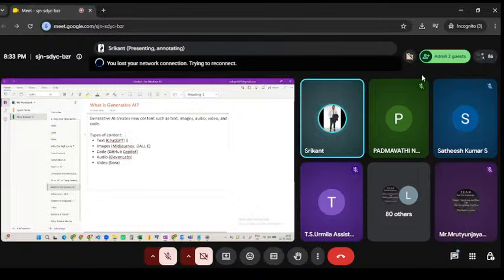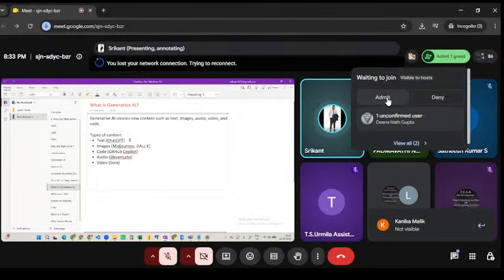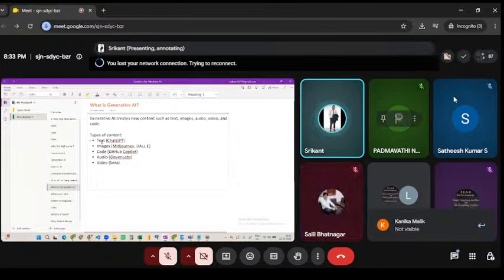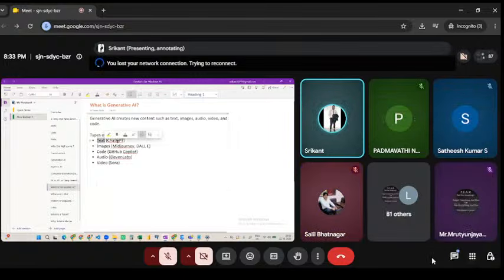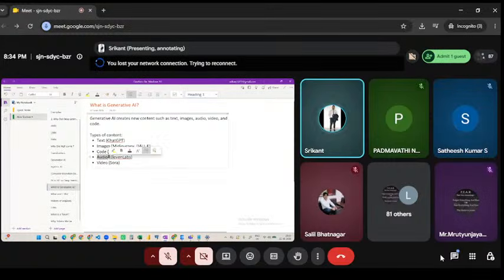For each type of content we have different models. For text generation we are using ChatGPT. For image generation we are using DALL-E. Those are LLMs, different large language models. For code related queries we have GitHub Copilot. For audio related we can generate from Eleven Labs, which is the most important for audio. And for video related, we have Sora. Those are the models, guys.